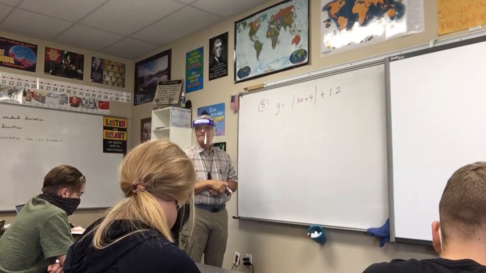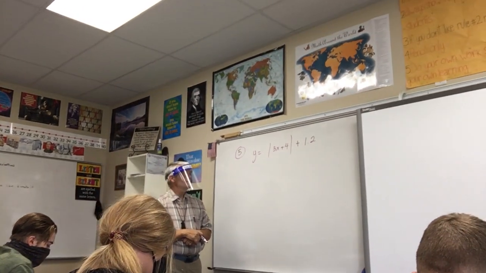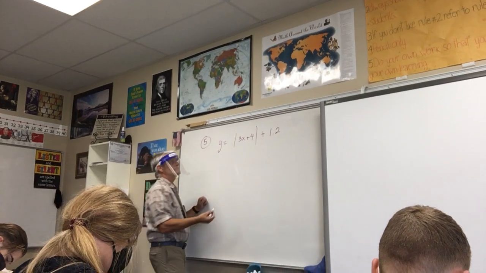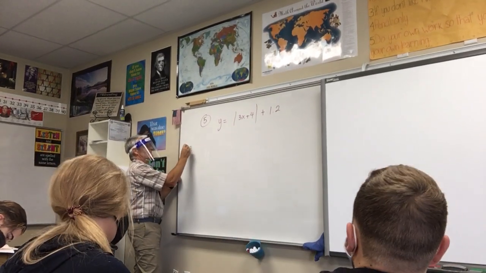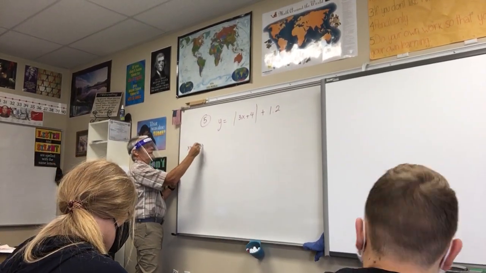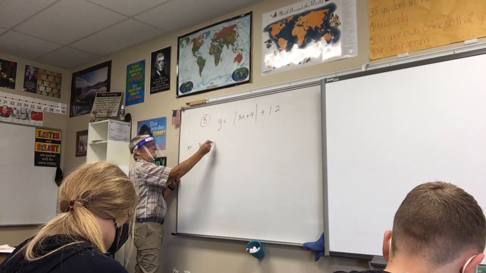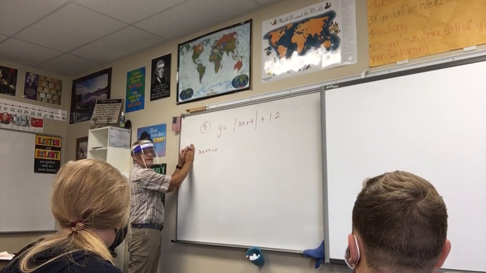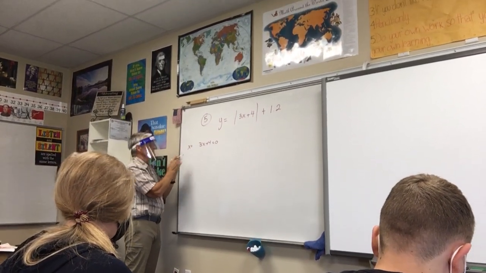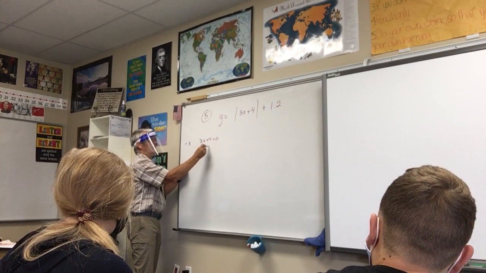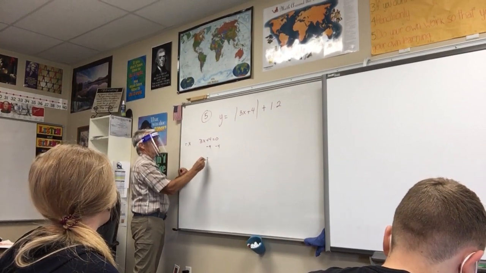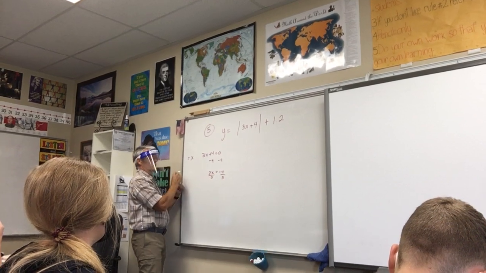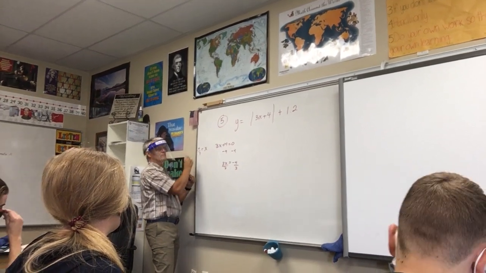Well, let's do it for 3x. That's what I don't get. Okay. I just didn't do it because, to find my x coordinate, I'm just going to go 3x plus 4 equals 0. And I'm going to solve that right there. So I'm going to find my x coordinate. Minus 4, minus 4. 3x equals negative 4, divide by 3, divide by 3. So my x coordinate is negative 4 thirds.